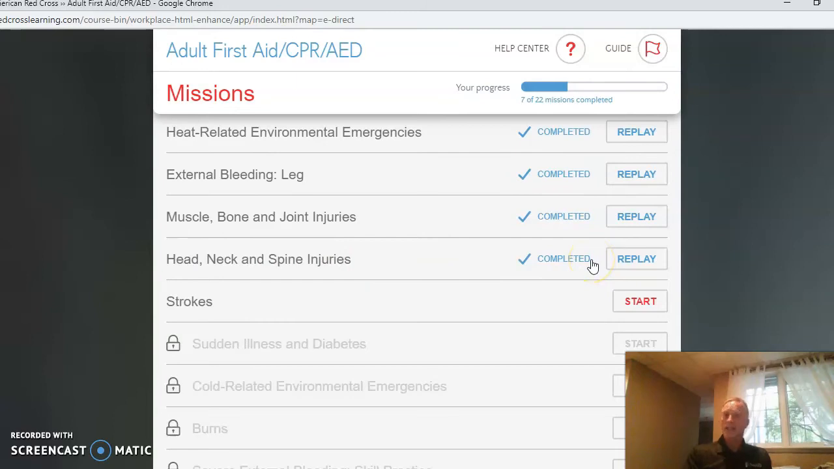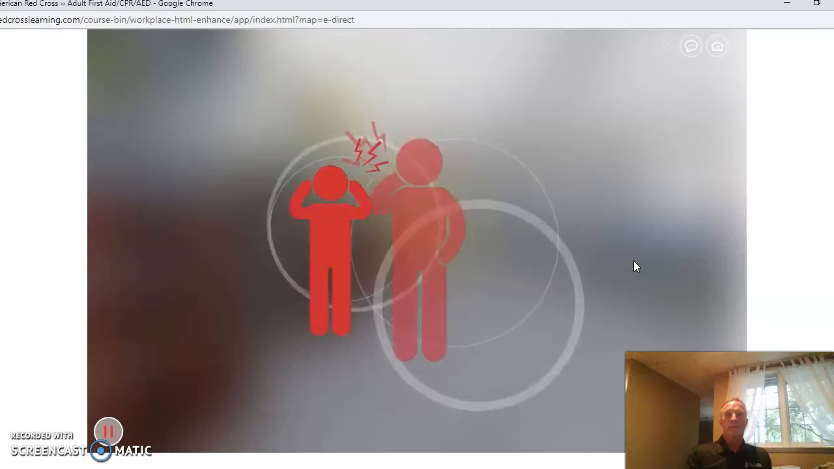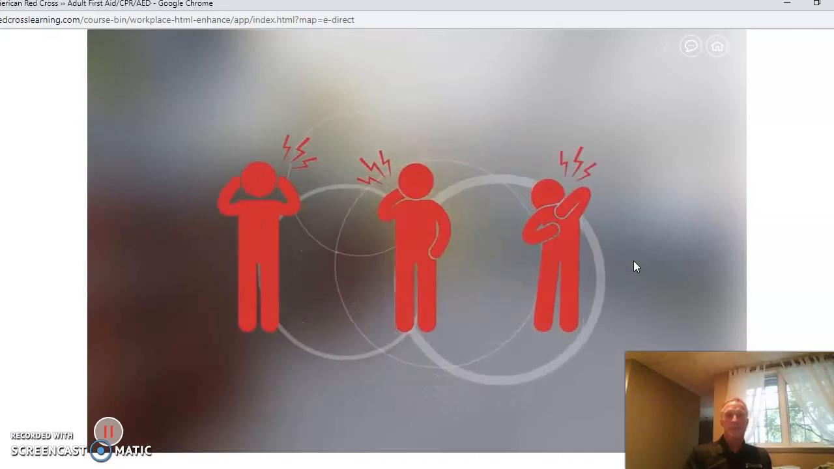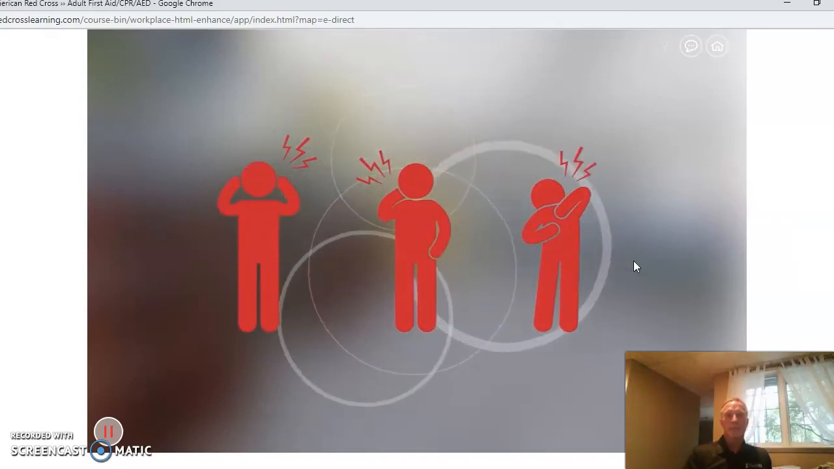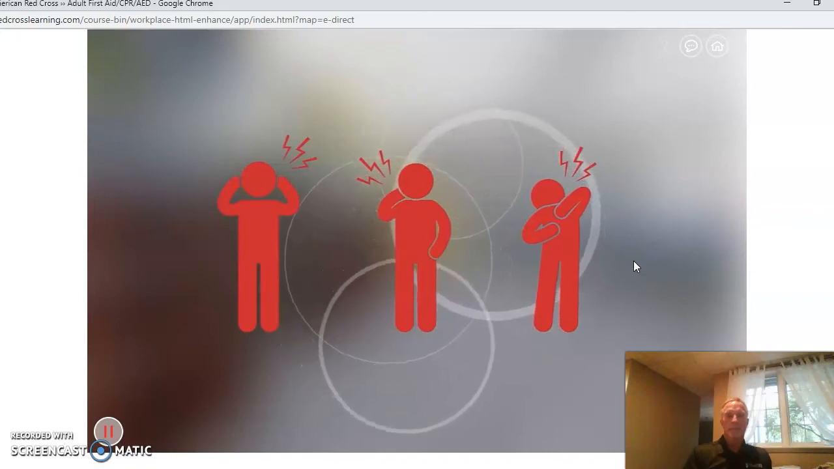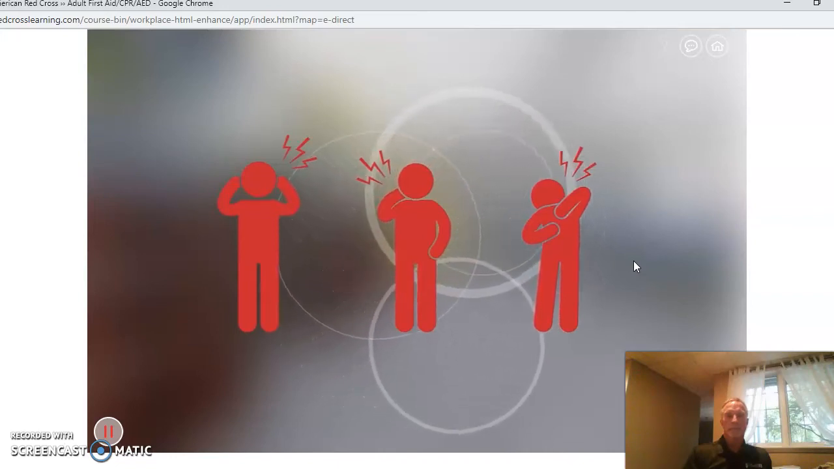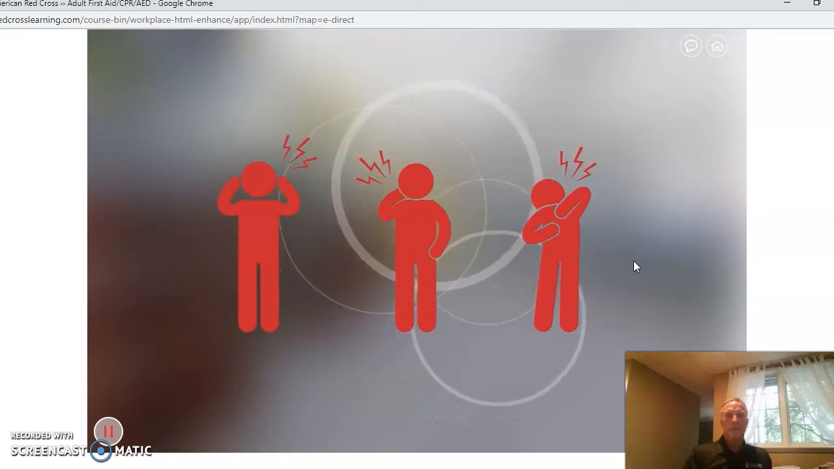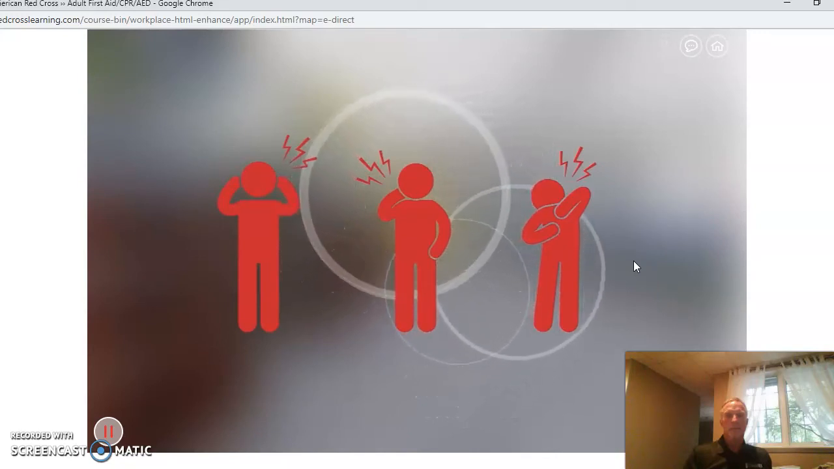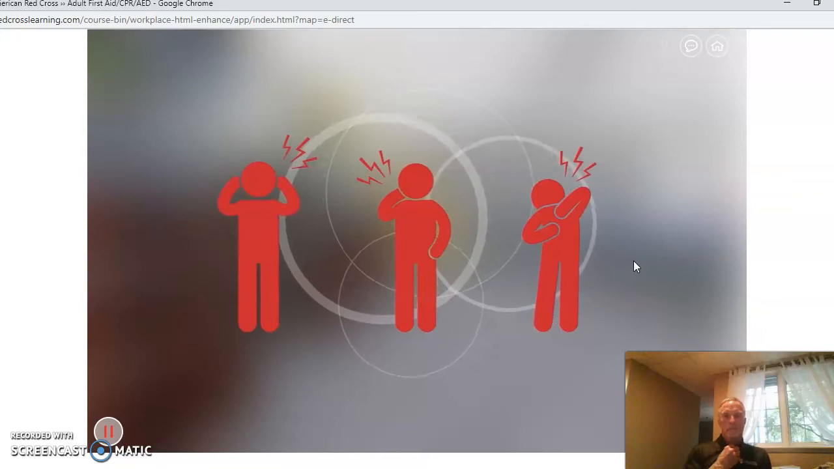These can be very serious, and we'll take you through. While head, neck, and spinal injuries make up only a fraction of all injuries, they can cause some serious problems, like speech or memory problems or paralysis. In some cases, they can even be life-threatening. In order to care for someone with this type of injury, you have to first be able to recognize the signs and symptoms.